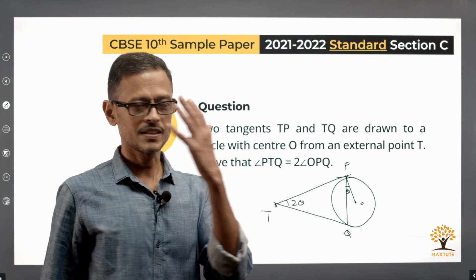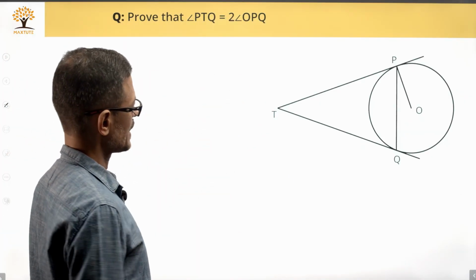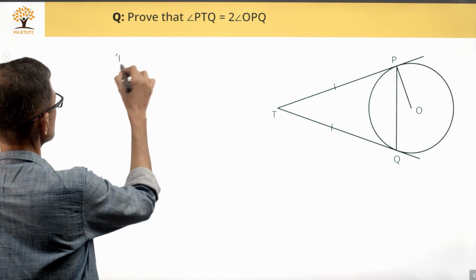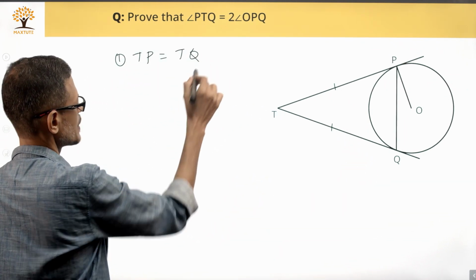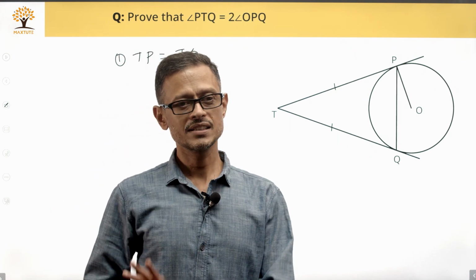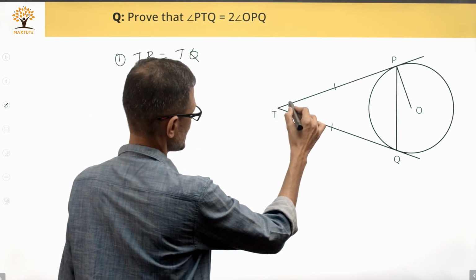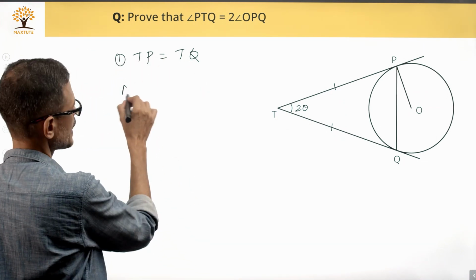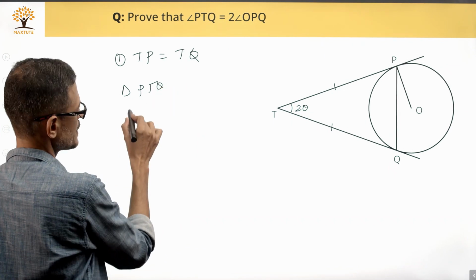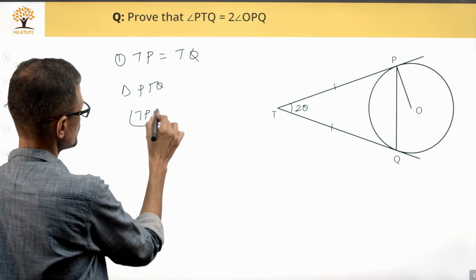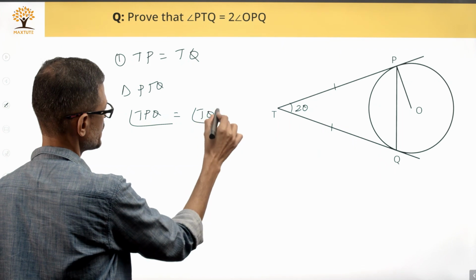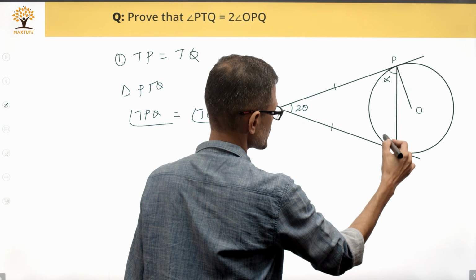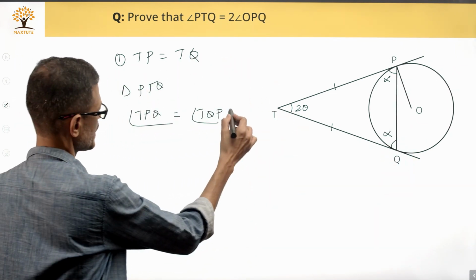So about doing it, it's a 3-step process. This is the diagram that we have, right? First and foremost, we know that TP is equal to TQ. From an external point, you draw two tangents, both these tangents are equal in length, right? We said that this angle is equal to 2 theta. So if TP is equal to TQ, in triangle PTQ, we can quickly say that angle TPQ is equal to angle TQP. These two angles are equal. We'll just give it a name for the moment to help us navigate through this. We'll say this is equal to alpha.